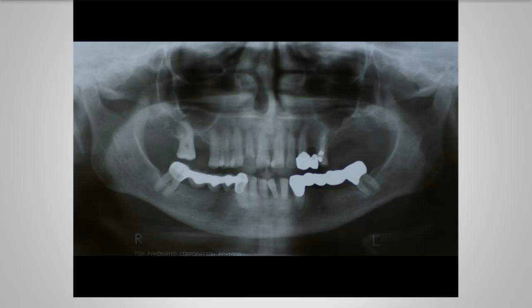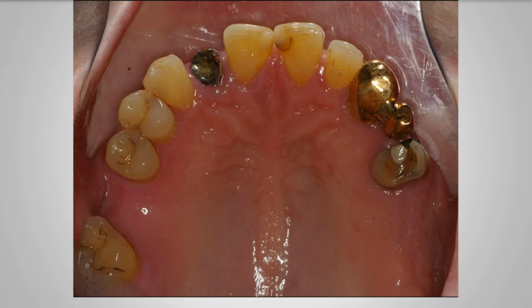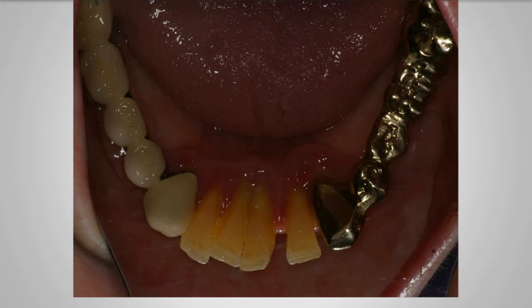Upon radiographic examination, we saw long spanning bridges in the posterior mandible, in addition to advanced periodontal disease in the lower anterior region. In the upper arch, we also noticed that there was quite a bit of decay as well. Notice on the lower region how inflamed the gingival tissue is from canine to canine.